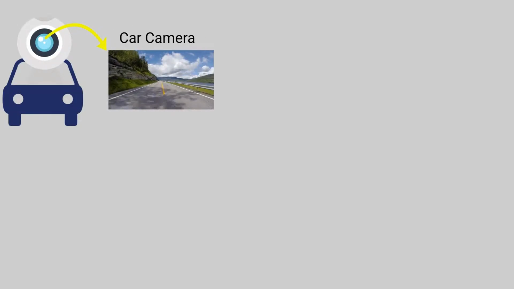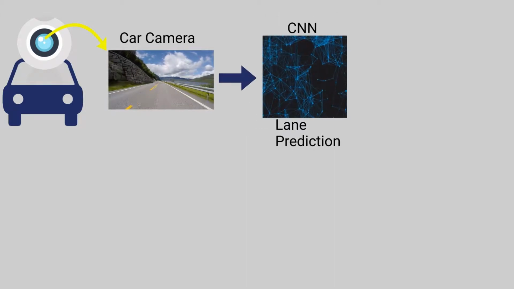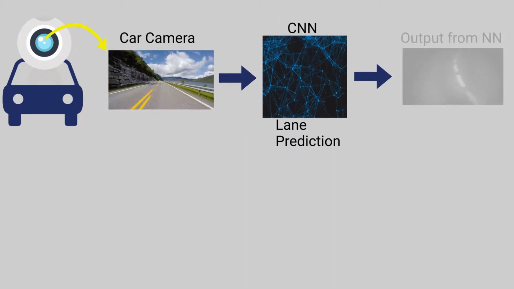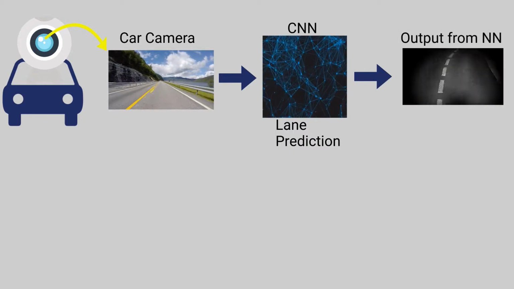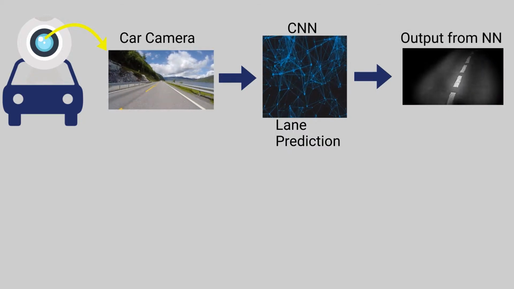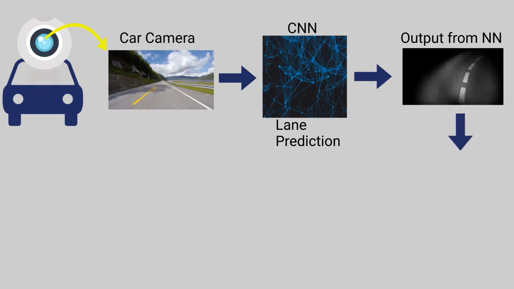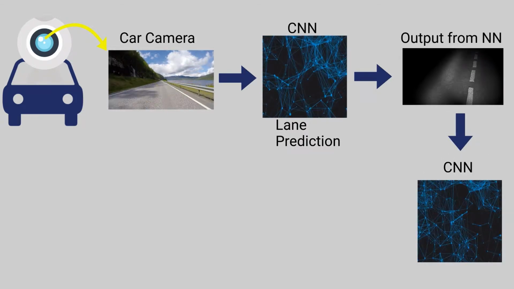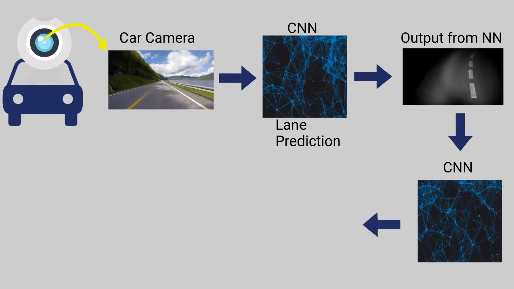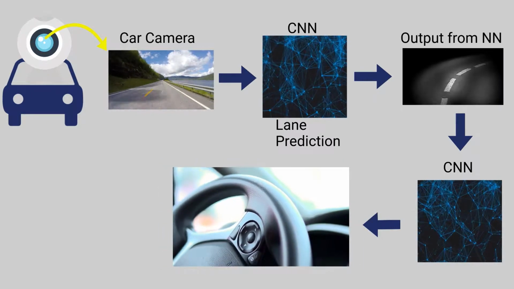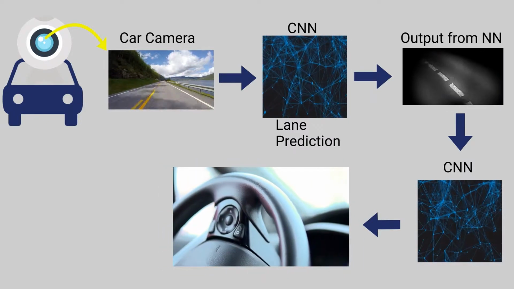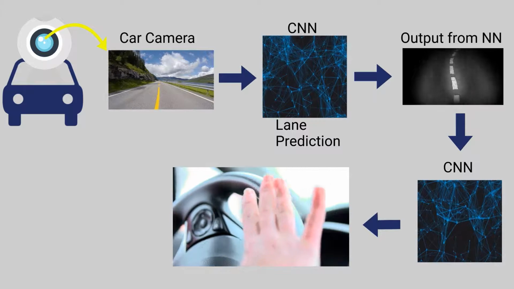So now let's talk about the new architecture that I'm implementing here. I'm taking the car camera's output and feeding that to a convolutional neural network that's responsible for predicting the lanes. So the output from that neural network is purely for lane prediction. I'm then taking the output from this neural network and feeding it to another convolutional neural network that's responsible for taking those lane predictions and turning them into steering angles.